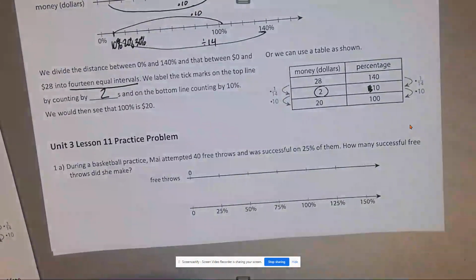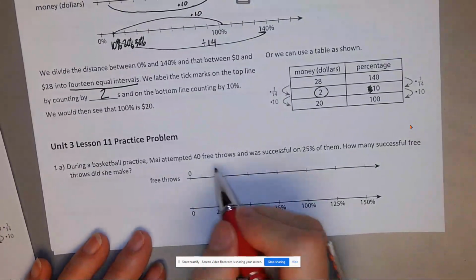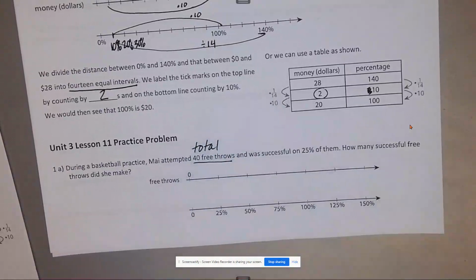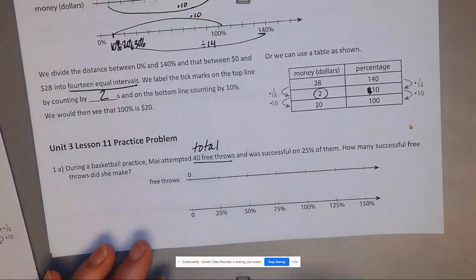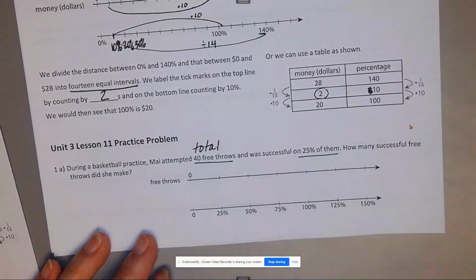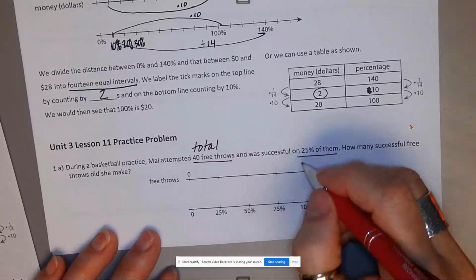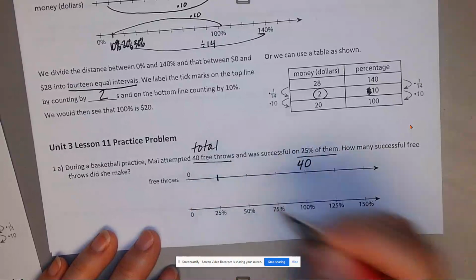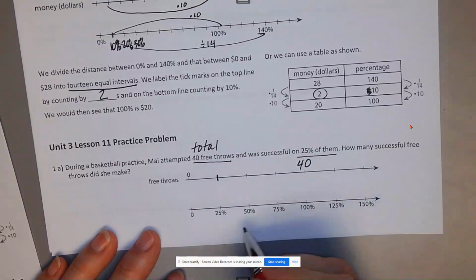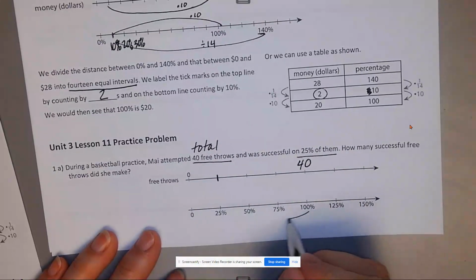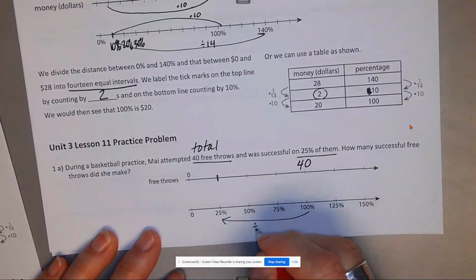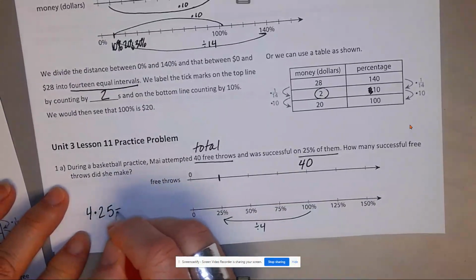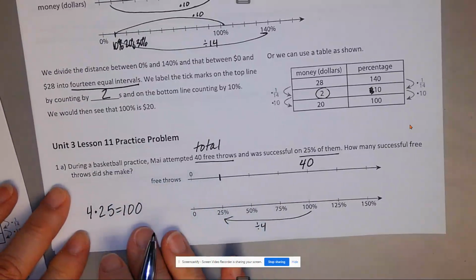So here's your practice problem. 40% is your total. Where does that go on your double number line? And then you're trying to find the 25%. So 40% is here. You need to figure out what this number is. How many 25s are in 100? Divide by 4. 4 times 25 equals 100. It's something you really need to memorize.